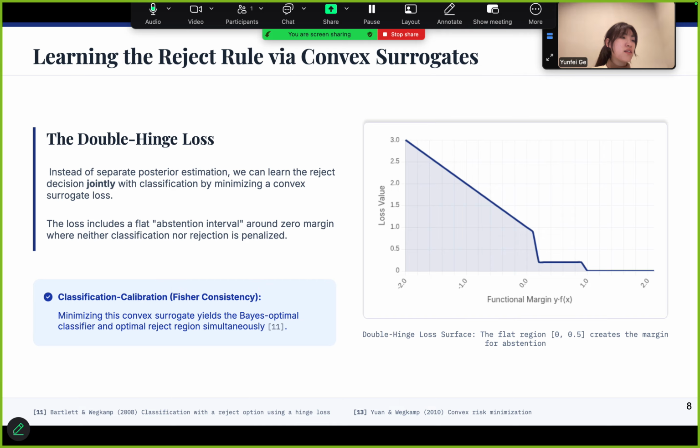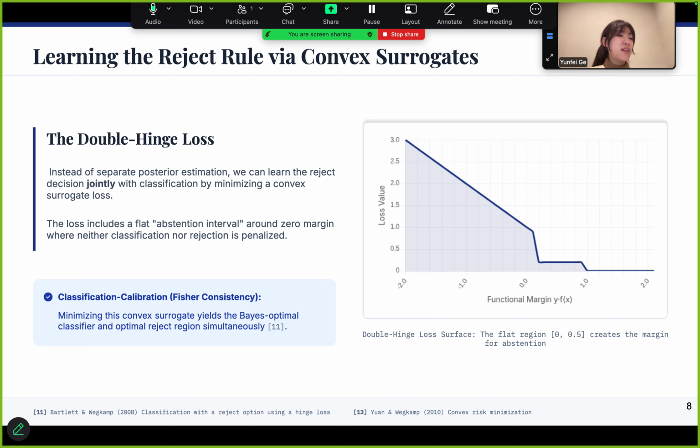The key theoretical property is Fisher consistency, which is also called classification calibration. Minimizing this convex surrogate gives you the optimal classifier and the optimal reject region at the same time. So you are not estimating posteriors and then thresholding separately. You are learning both jointly from the data.